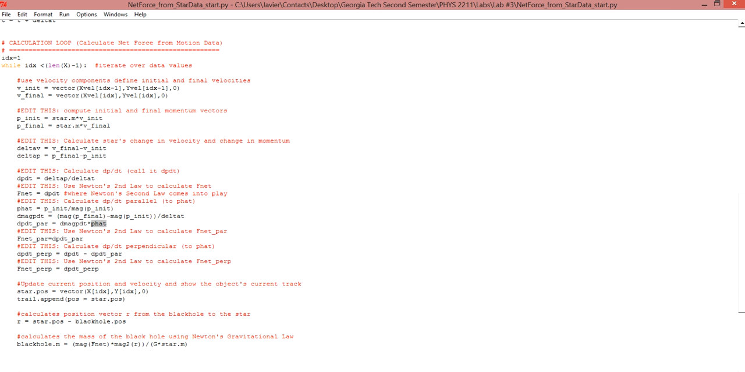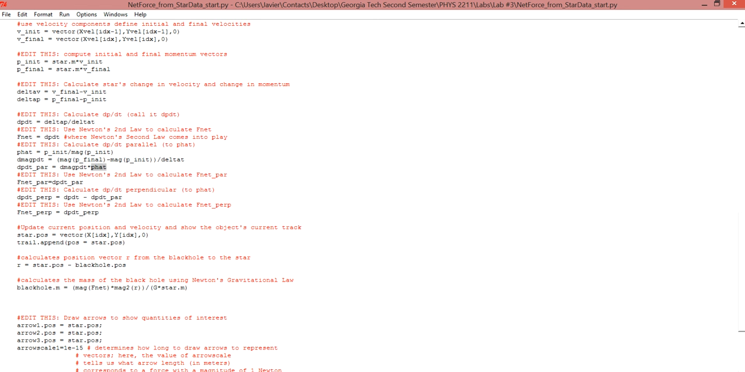Now, our dp/dt perpendicular has its own formula, but in this case, since we do not have a radius provided of the kissing circle, we can just subtract dp/dt parallel from dp/dt. Finally, after finding r by subtracting the black hole position from the star position, we can find our black hole mass using Newton's gravitational law.